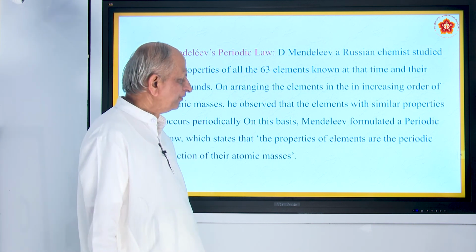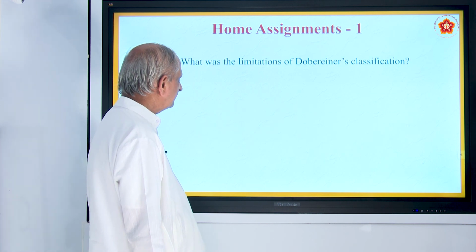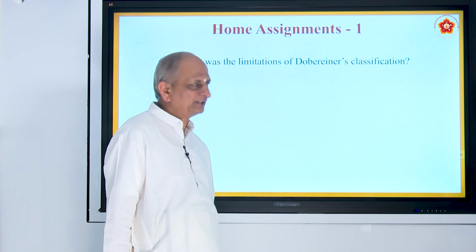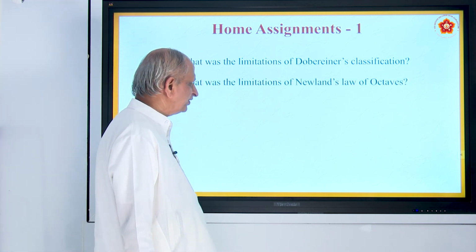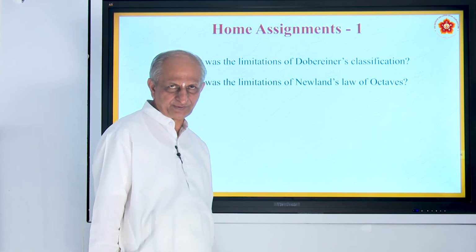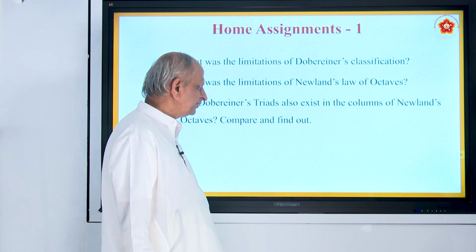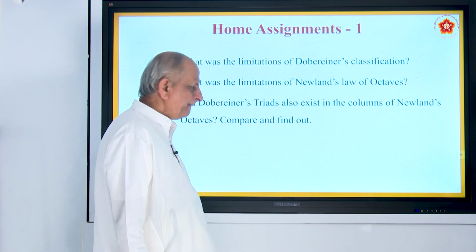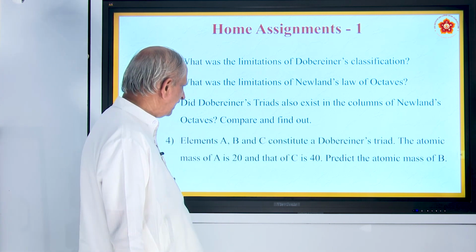Okay. Before we close, we will see some homework assignments. The first question is, what were the limitations of Dobereiner's classification? Second question, what were the limitations of Newland's law of octaves? Third one, did Dobereiner's triads also exist in the columns of Newland's octaves? Compare and find out. Okay, come prepared with that.